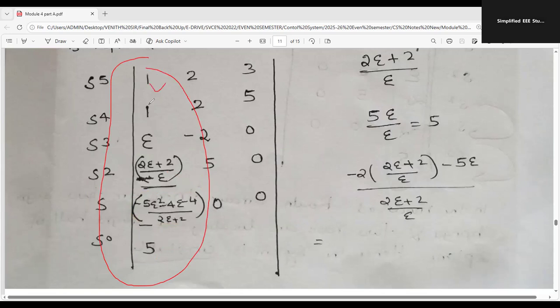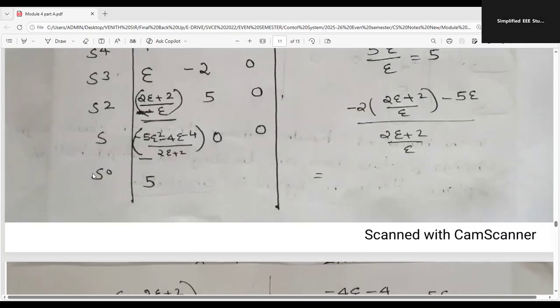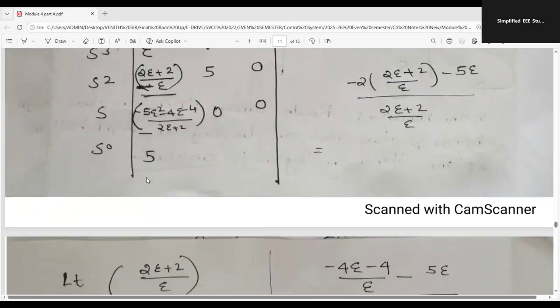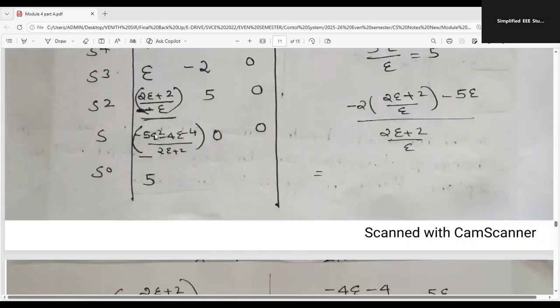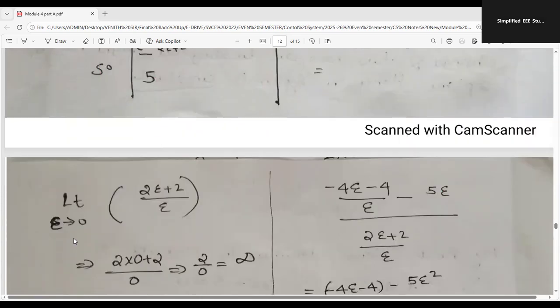Here, no problem. These two elements, no issue. This element also no problem. But the rest of the elements are in terms of epsilon. What you are supposed to do is remove the epsilon. So to remove the epsilon, let us apply the limit. Please apply the principle of limit. In the first case, let it be as it is. Second case, what is the element? 2 epsilon plus 2 by epsilon. So the limit as epsilon tends to 0 of 2 epsilon plus 2 by epsilon.